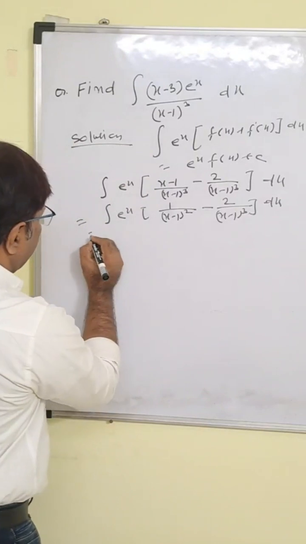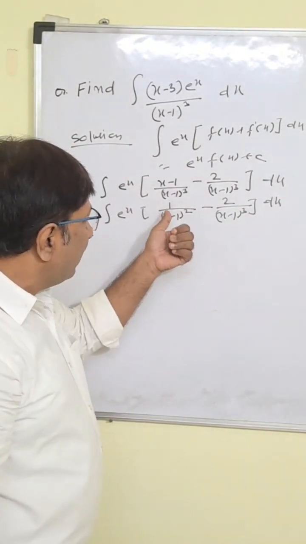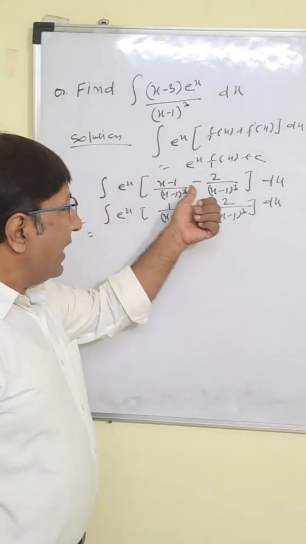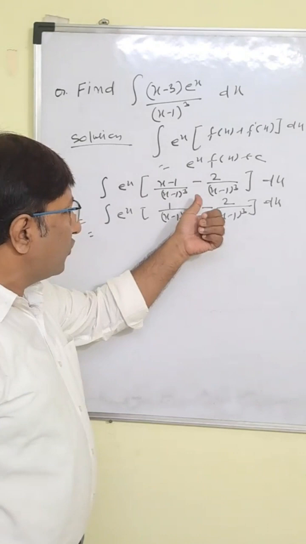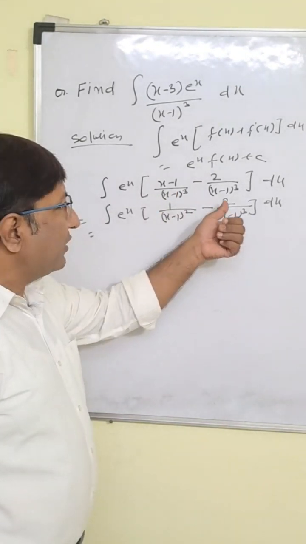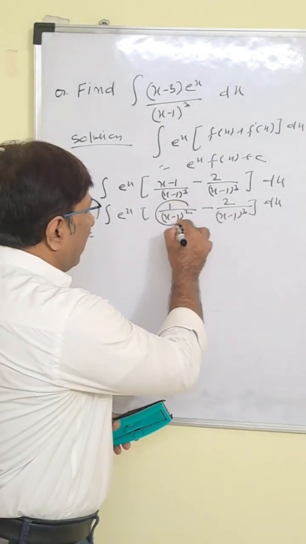Now you know this is what? 1 upon (x minus 1) whole square. So the derivative of this function, that is (x minus 1) to the power minus 2, is what? n x to the power n minus 1. So minus 2 into (x minus 1) to the power minus 3. So we will get minus 2 upon (x minus 1) whole cube. So the derivative of this function is what?